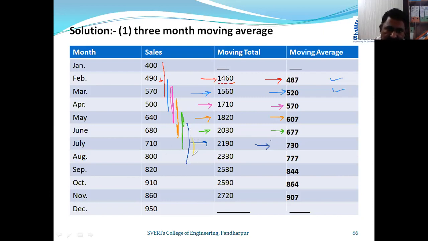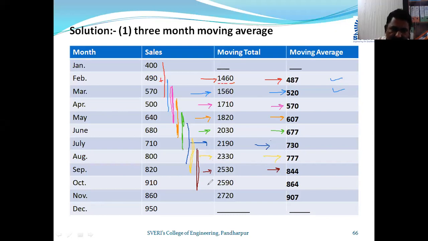July, August, September. I will mention here the addition, and I will write the sum here. So like this, you can proceed further. Next month I will take August, September, October. I will mark addition here and the sum and average here.